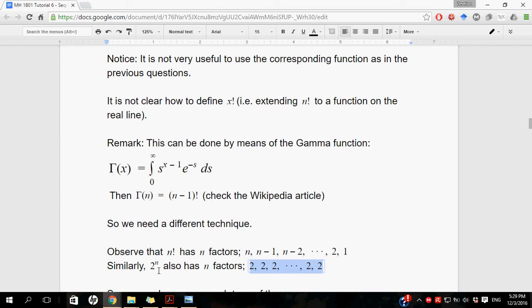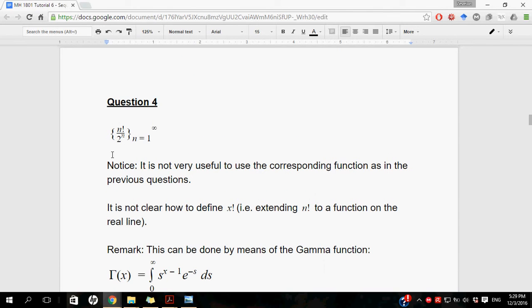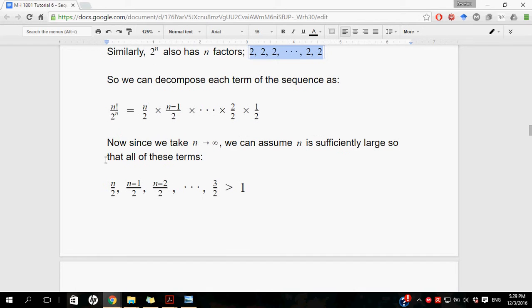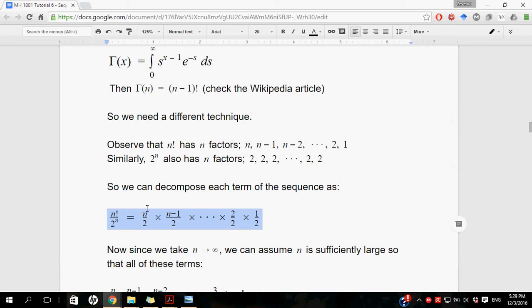Having this before us means that we can rewrite the terms of our sequence in the following way. We will split up the individual terms into a product of n terms. So to each factor from n factorial, we will attach a copy of 2, and that would give us this identity. We start with n over 2, then n minus 1 over 2, and so on until we come to the last term, 1 over 2.